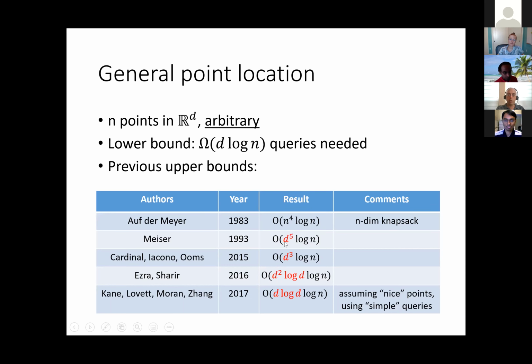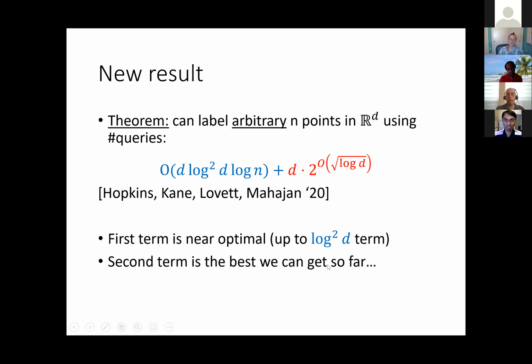So the question is, should we depend on the dimension polynomially or linearly? There have been a sequence of works improving the dependence on dimension. And we had this work assuming something nice, but this is not for the adversarial scenario. So we have this new work.